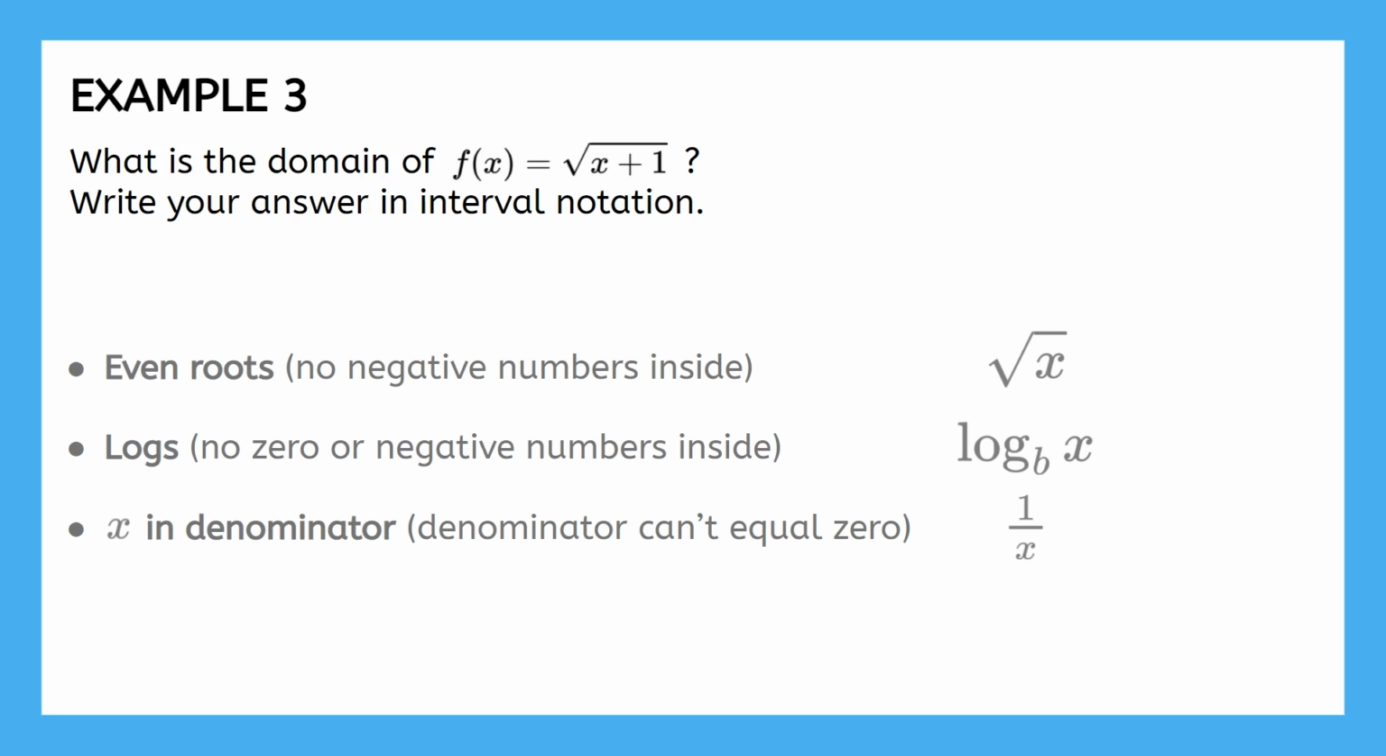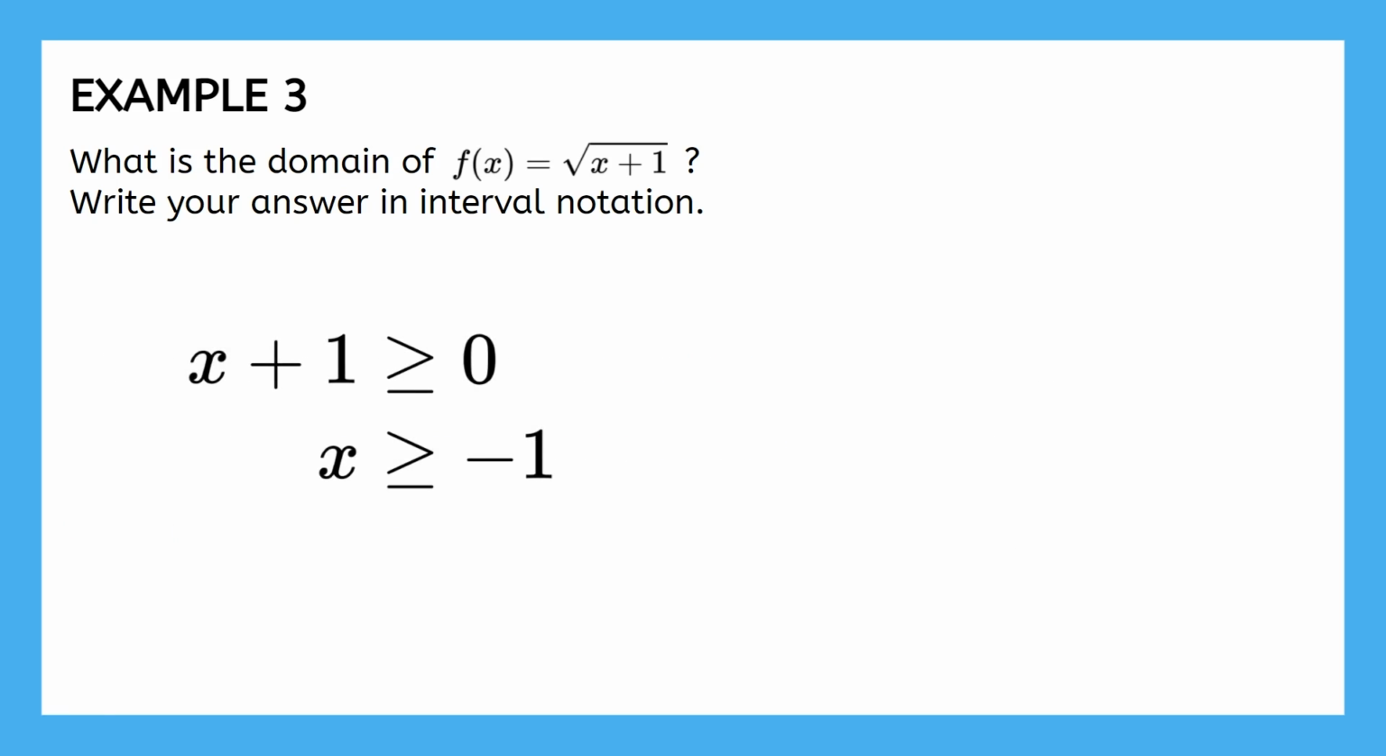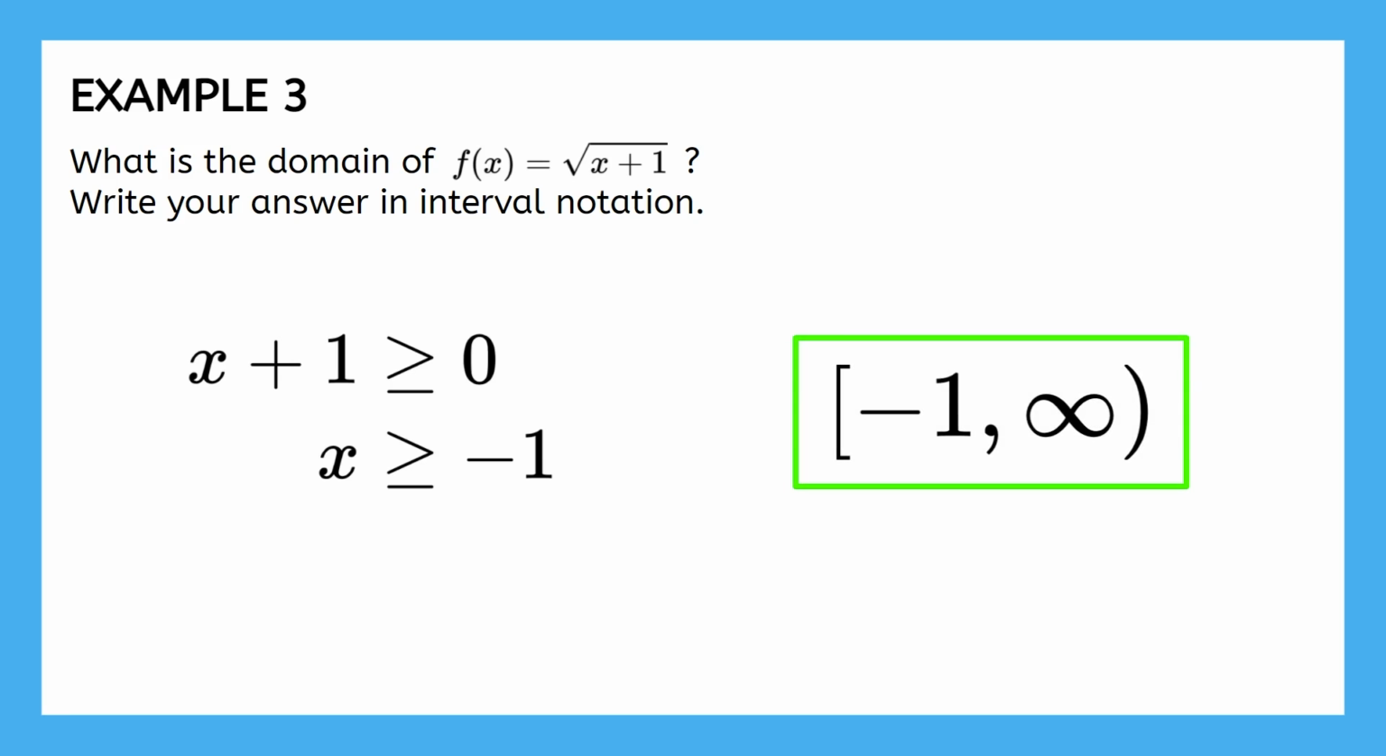If the inside of the root, x plus 1, must be greater than or equal to 0, then we can only work with numbers greater than or equal to negative 1. That's the domain. All real numbers greater than or equal to -1. So how would we write that in interval notation? Pause the video now and see if you can write the interval notation correctly. The answer is -1 to infinity, including the -1, since it was greater than or equal to.